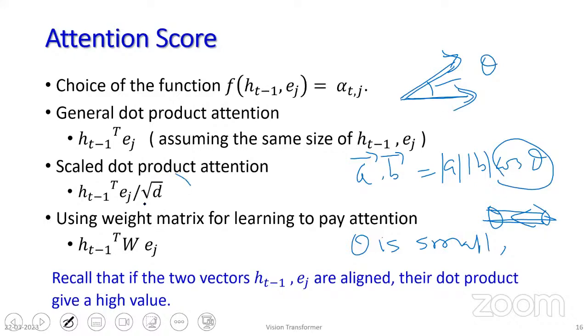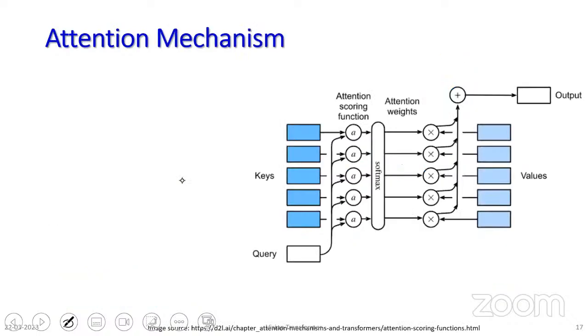Why have people taken this scaled dot product? Because for very large vectors, the dot product attention sometimes gives very large values, and people realized that this can lead to some kind of divergence, and so people have applied scaled dot product attention.